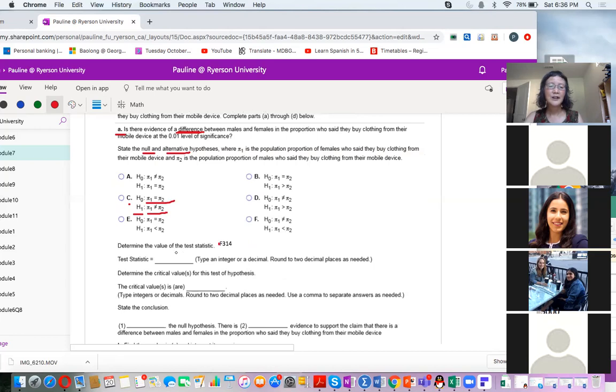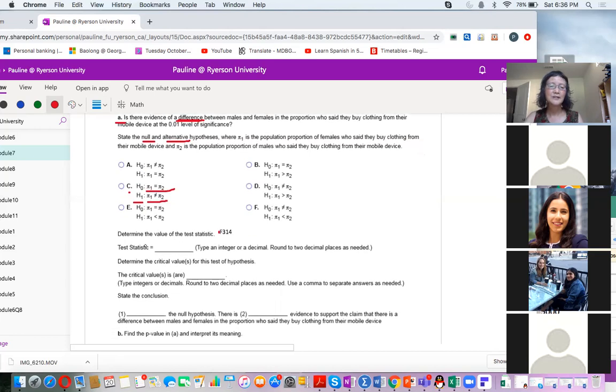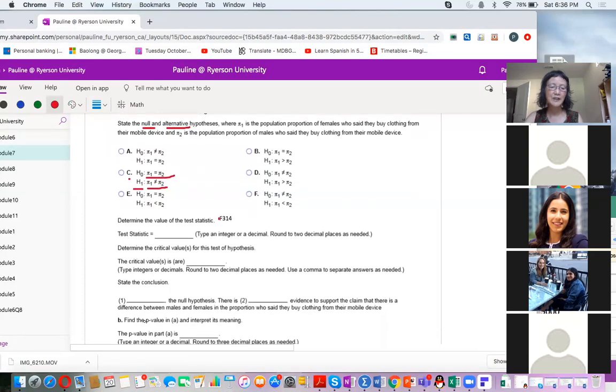All right, so let's do the next one. Determine the value of test statistic. Okay, and also we are asked to calculate the p-value here. Find the p-value and find the test statistic. You can use the formula to calculate test statistic, okay, to compare two population proportions. Or you can use the calculator. So here, I'm going to use this calculator, okay, to calculate test statistic.